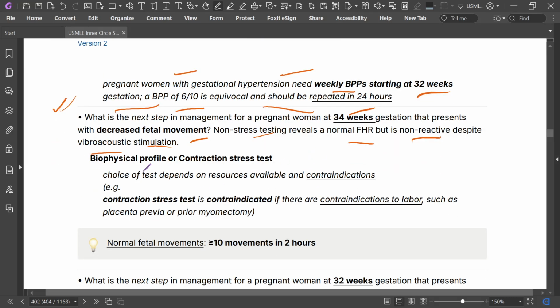Biophysical profile or contraction stress test. The choice of test depends on the resources available and contraindications. Contraction stress test is contraindicated if there are contraindications to labor, such as placenta previa or prior myomectomy. Normal fetal movement is more than 10 movements in 2 hours.